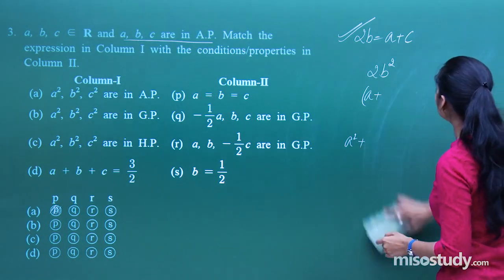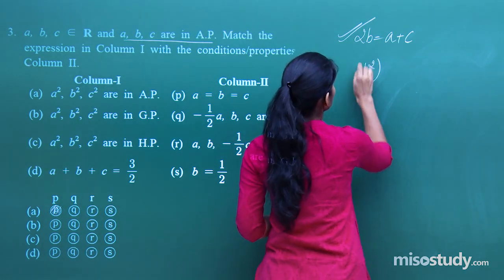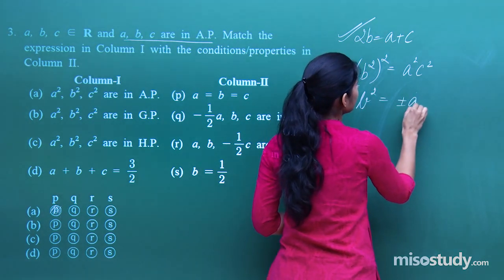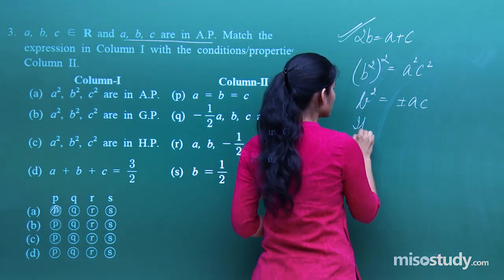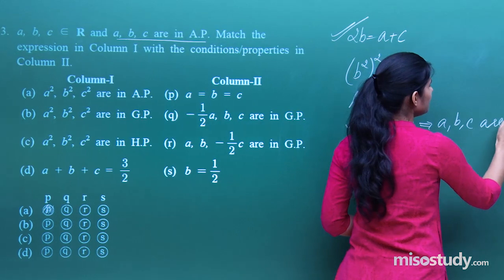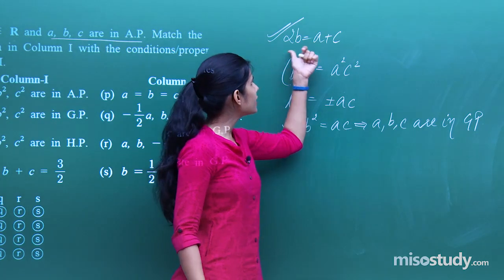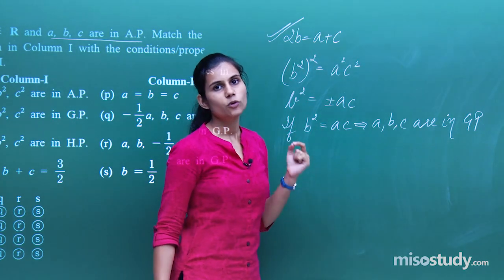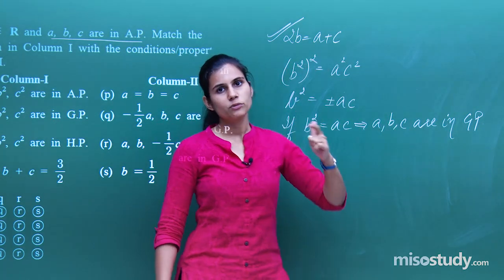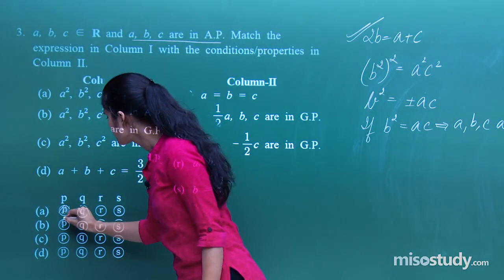Okay, so A, B, C continue to be in AP. It's given that A square, B square, C square are in GP. That means B square whole square equals A square C square, or B square can be written as plus minus AC. Now if B square equals AC, this means A, B, C are in GP. And if A, B, C come out to be in GP, and they are already given in AP, that means again A equals B equals C. So corresponding to B also, option P is what comes out to be correct.